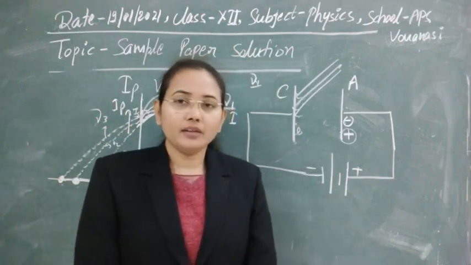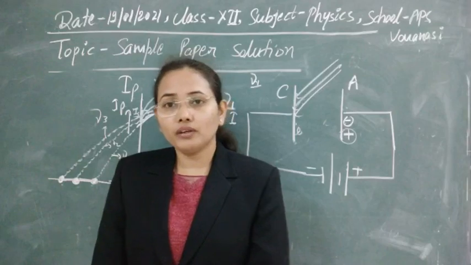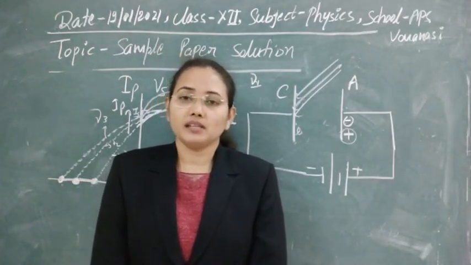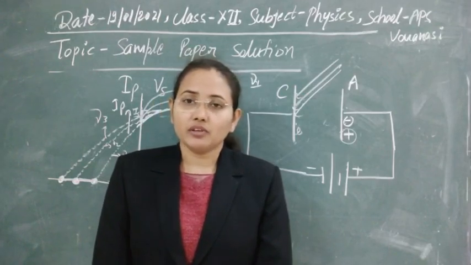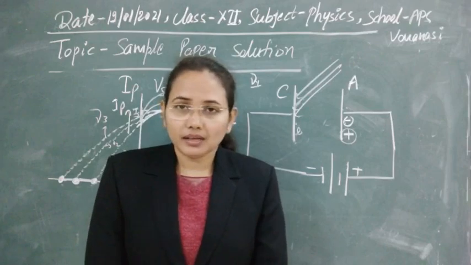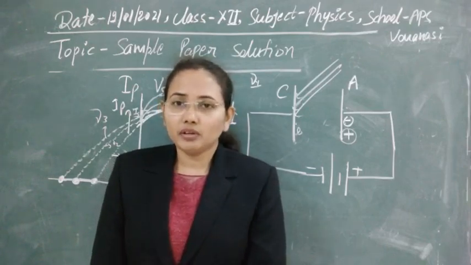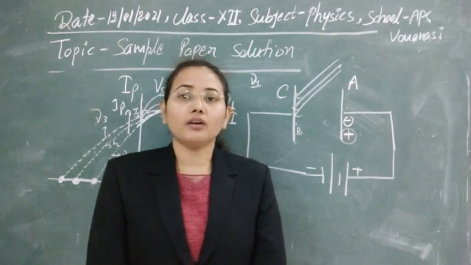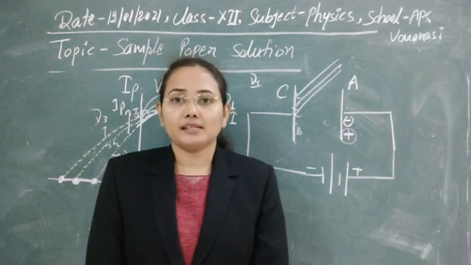So why are we using a potentiometer over a voltmeter to measure the EMF of any cell? You can also measure it using a voltmeter. So what is the reason to use a potentiometer? The reason is that a voltmeter draws current, a lot of current, from the cell.